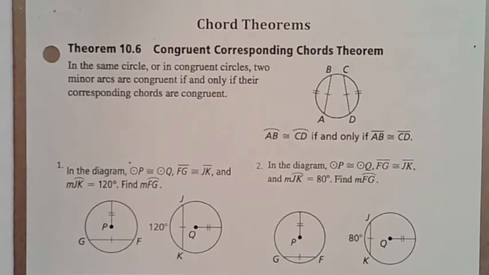Right now we will learn all of the chord theorems in a circle. There's 3 of them. They are if and only if statements, meaning they work forwards and backwards. So we are going to do examples for all of them.